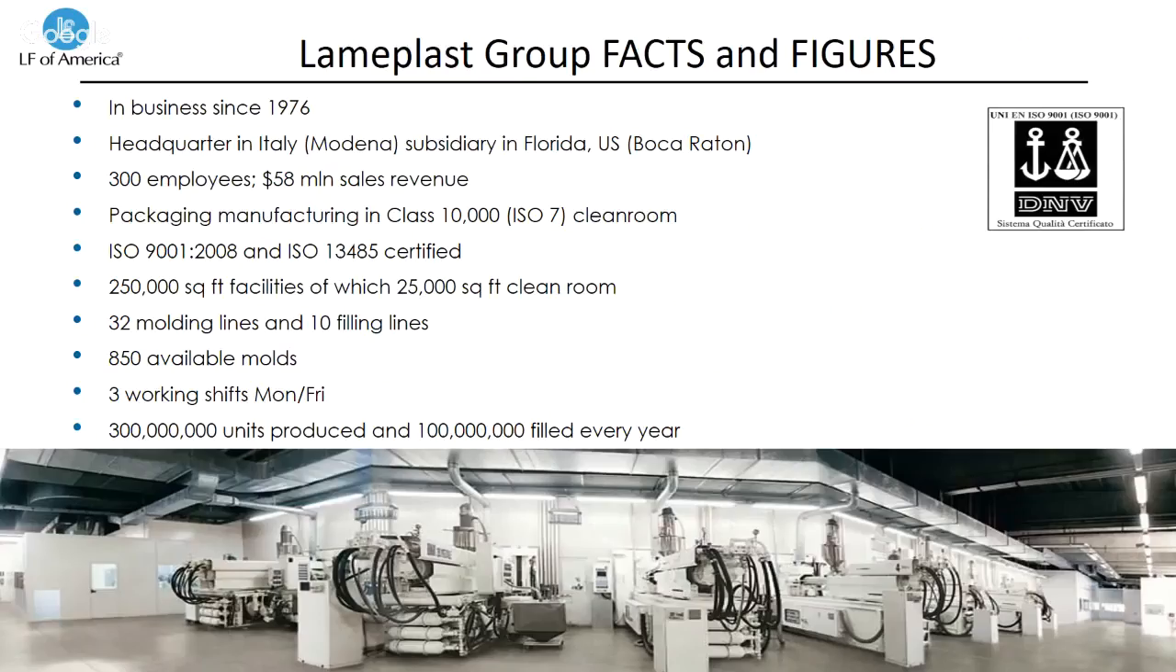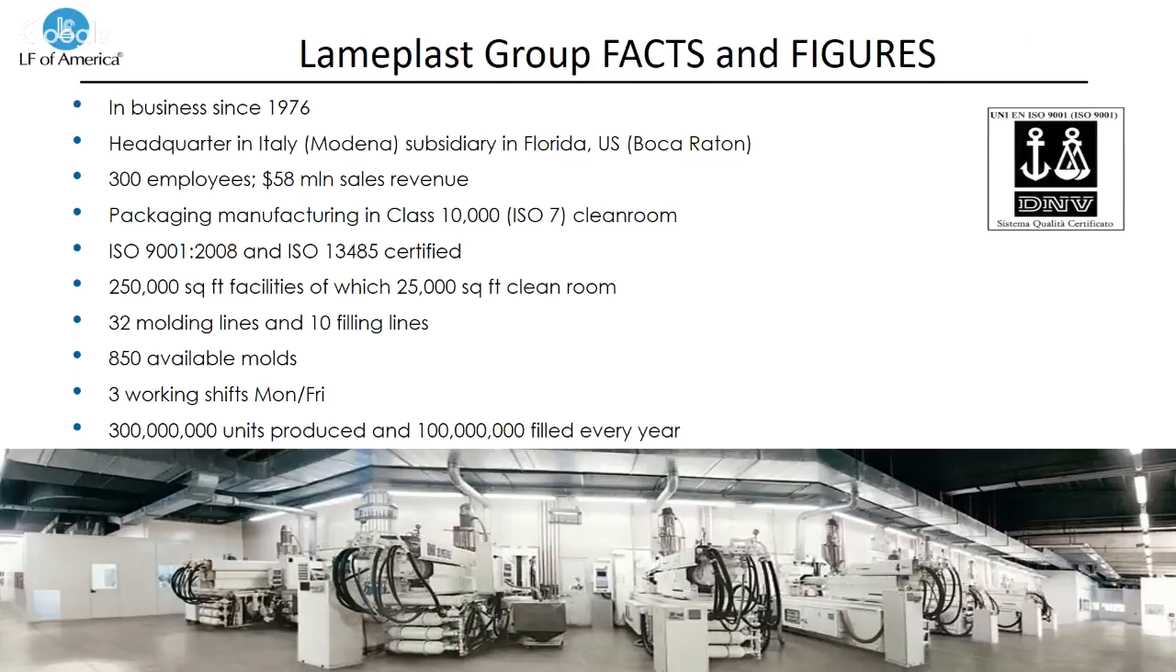Just to share with you some facts and data on the group, as mentioned, in business since more than 40 years. We count with a force of 300 employees. 2017 sales revenue will be close to 49 million euros, so equivalent to $58 million with the current exchange rate. Certification ISO 9001 and ISO 13485 for the filling of non-sterile medical devices. A total of actually more than 250,000 square feet of facilities, of which approximately 10% of these are clean room, ISO 7 and ISO 8, and also Class A for the filling in aseptic.